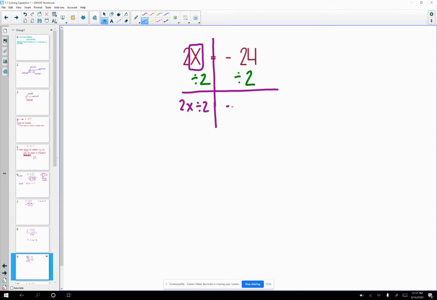And on the right side, I've got negative 24 divided by 2. So on the left, I'm left with just x. And on the right side, I have negative 12. And you can still check these answers the same way by plugging it back in. So if I do 2 times negative 12, that still gets me the negative 24 that I was hoping for.